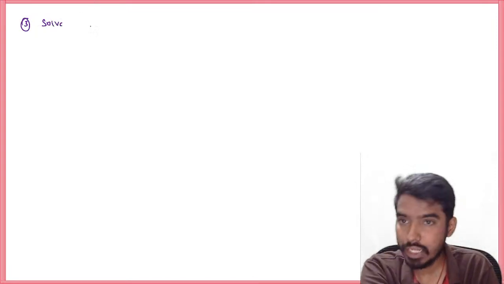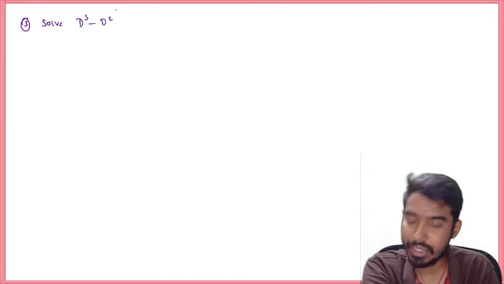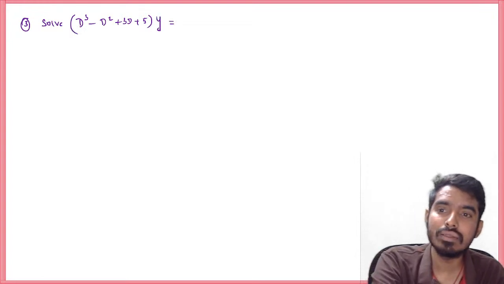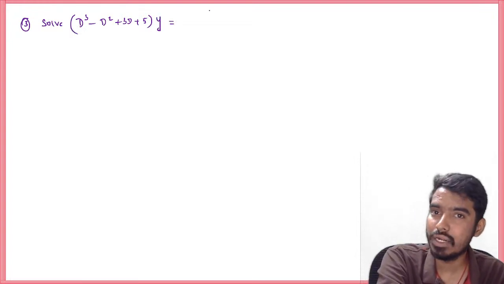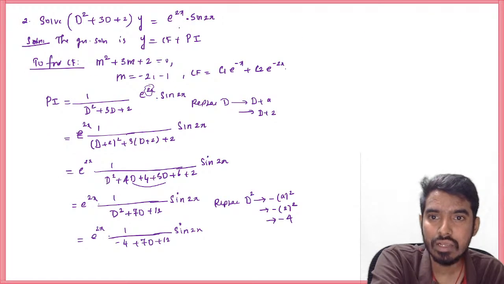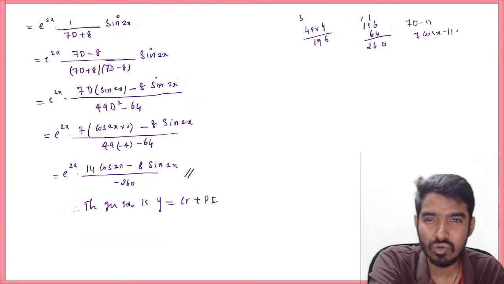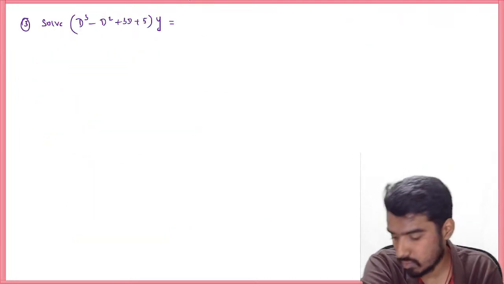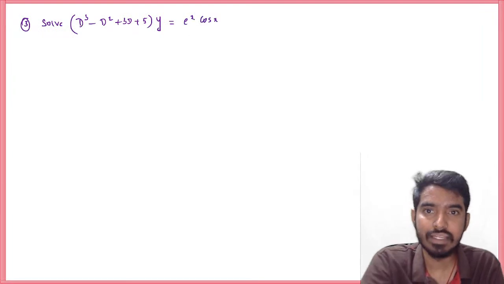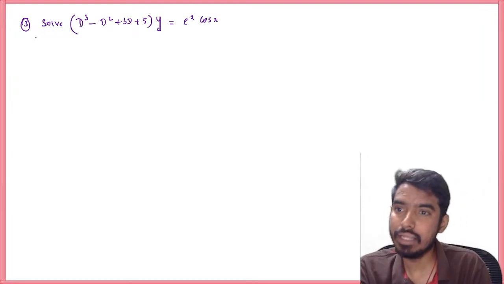To solve D cube minus D square plus 3D plus 5 of y. See, if you are well versed in type 1, type 2, type 3, type 4 is nothing. Type 4 is nothing but multiplication of e power ax into V. The only thing this e power ax does is replace D by D plus a and so on, right? Very simple. e power x cos x. If you have plus, it means PI1 plus PI2, but here we have multiplication.